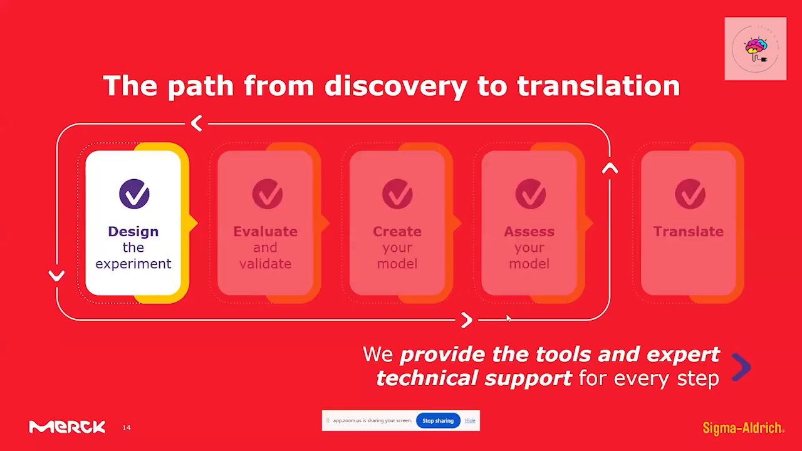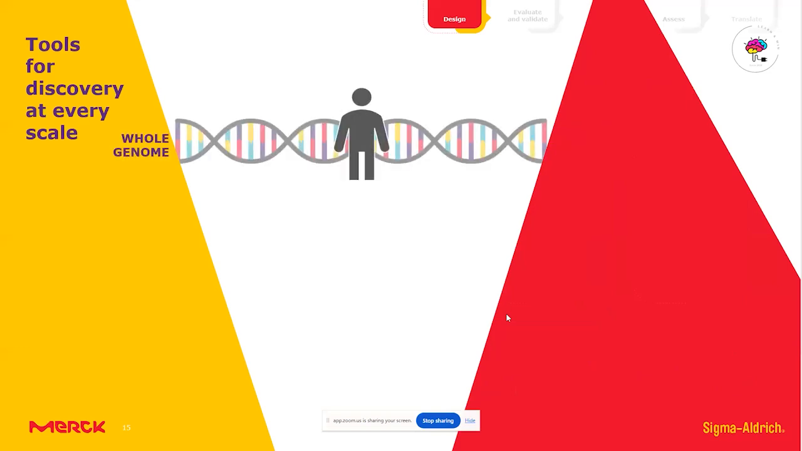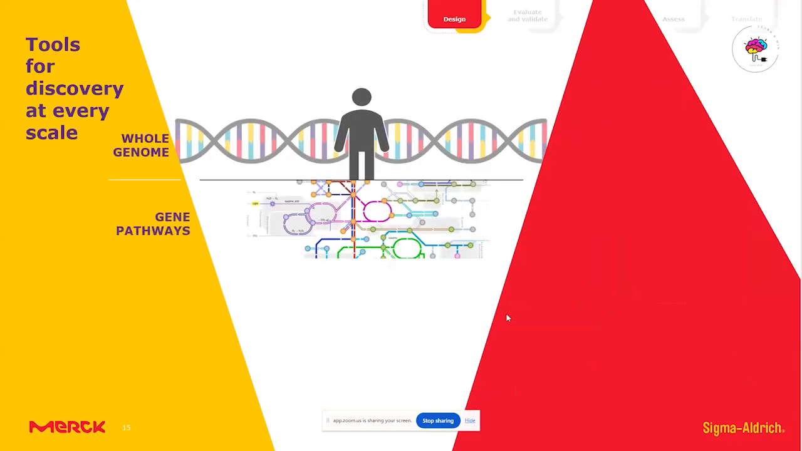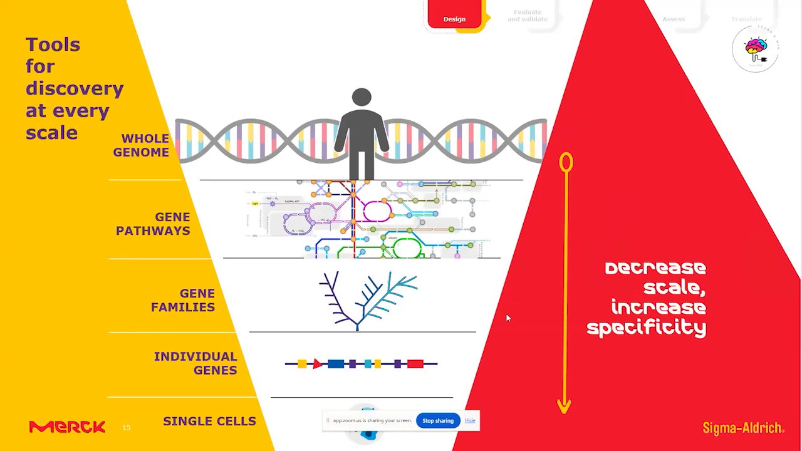So designing the experiment. Here, of course, you have to select what you are looking for. Are you looking at large scale? Are you looking at single cells? The more you decrease your scale, the more you increase the specificity. And here we can support you if you are looking at the whole genome, a few gene pathways, specific gene families, individual genes, and even the single cell level.